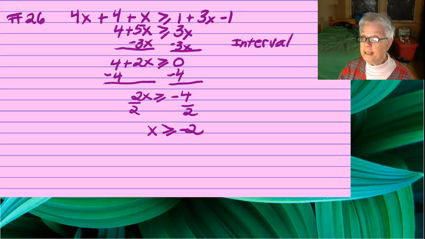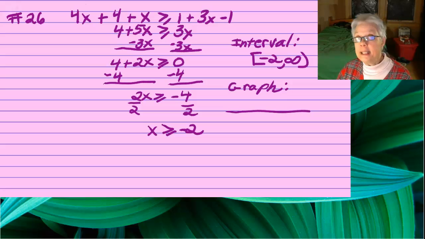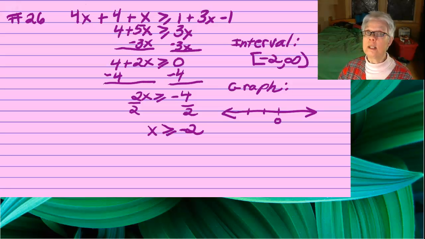Another way to say this is that x can be any number to the right of negative 2 or negative 2 itself. The sign greater than or equal to always takes a bracket. The solution interval starts at negative 2 because negative 2 is on the left, and then it extends forever to the right. Infinity never takes a bracket, it always takes a parenthesis.